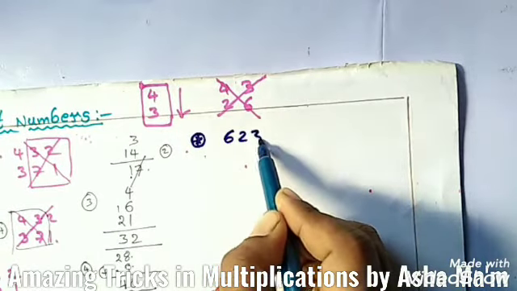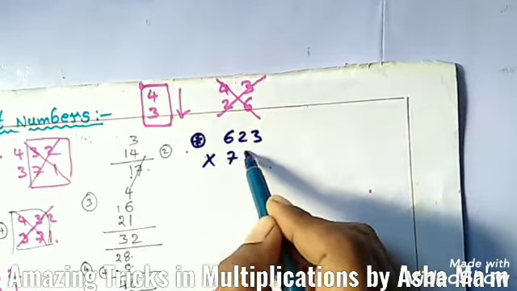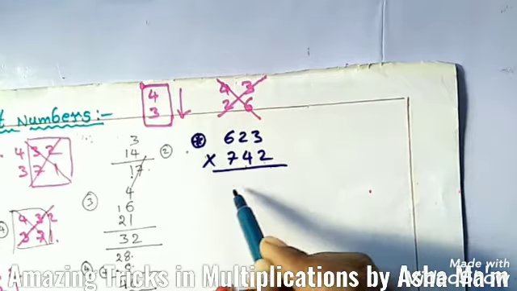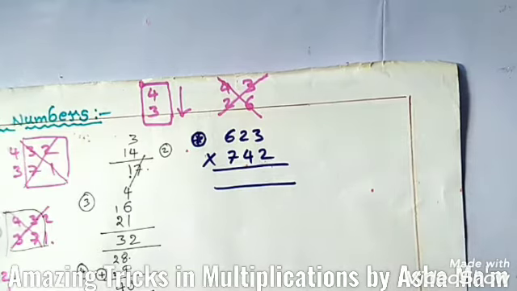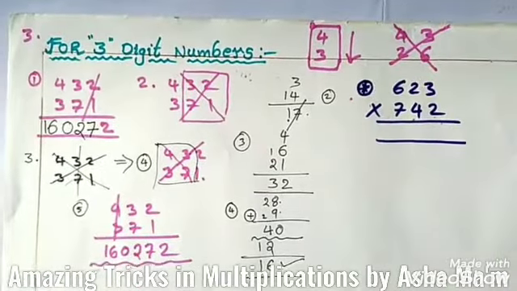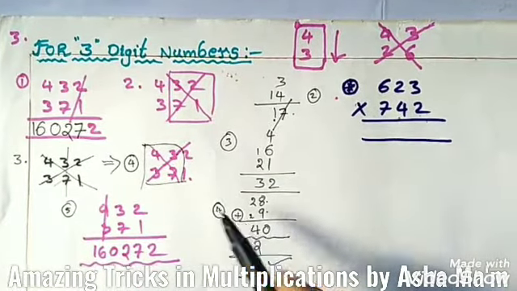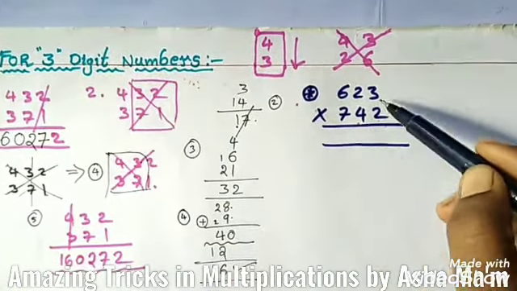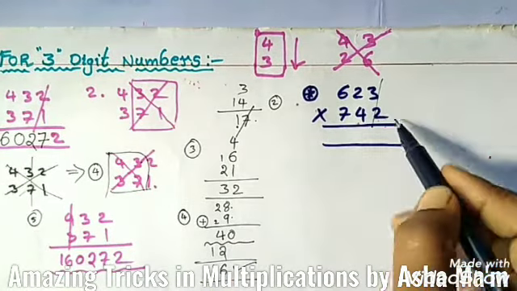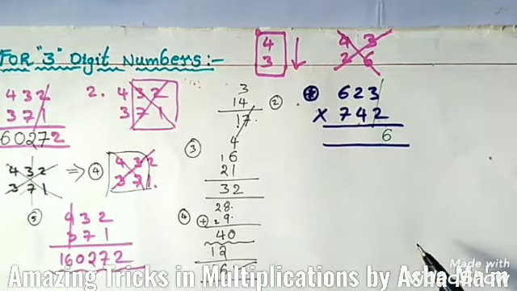623 into 742. So, 3-digit numbers. Let us apply trick 1 to this. In trick 1, only the last 2-digit numbers we have to multiply. So here also the same: these two numbers, 3 2s are 6.